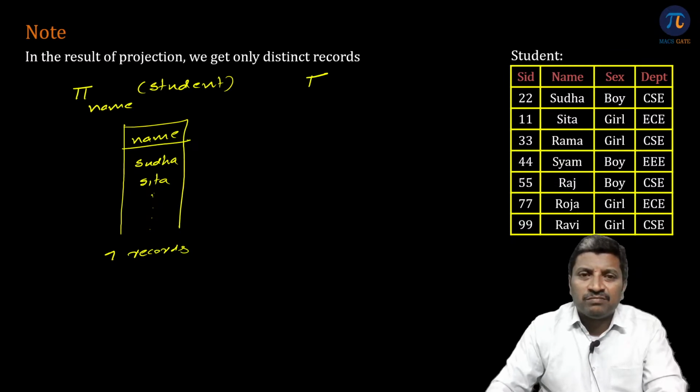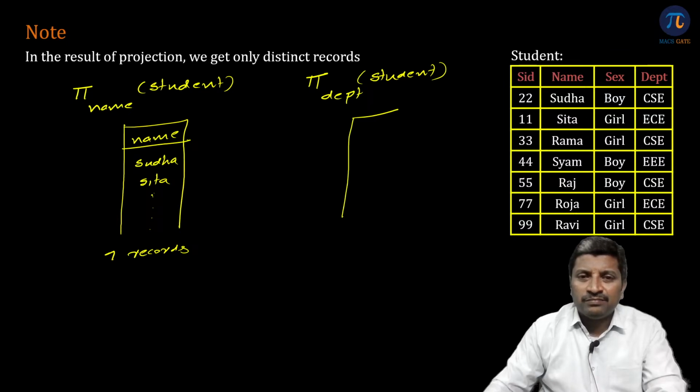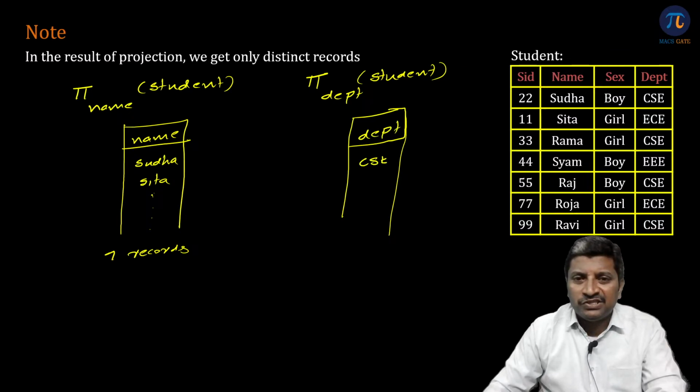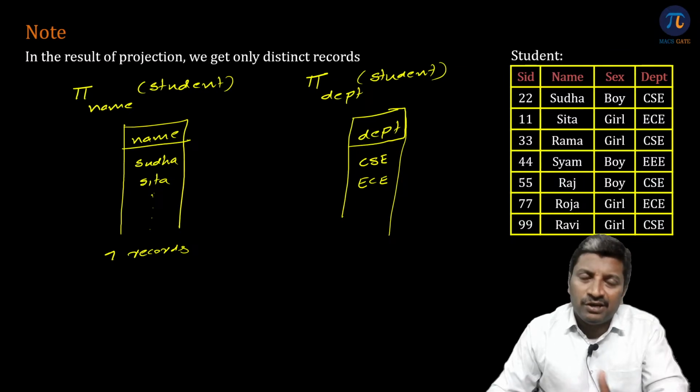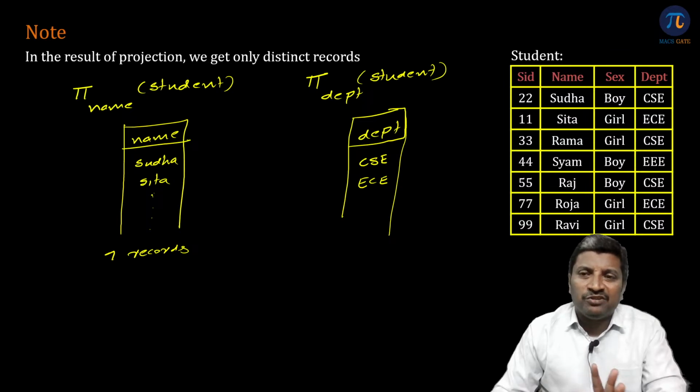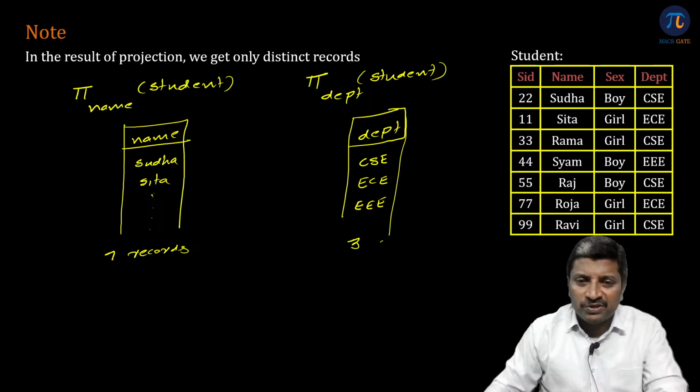But instead of this one, suppose I am selecting the department column. Then I will get the result like department. Then CSE, ECE. The next one is CSE, sir. But CSE is already there. So I don't get it. That means in the result of projection, we don't get any duplicate values. We get only distinct values. So in this case, we got only 3 records because all the remaining are duplicates.